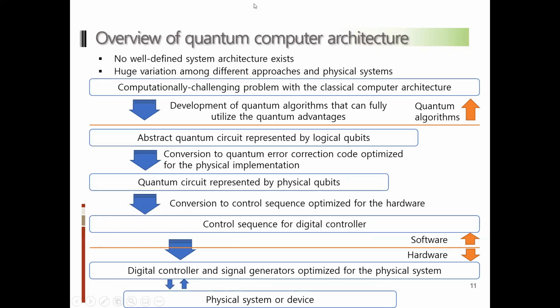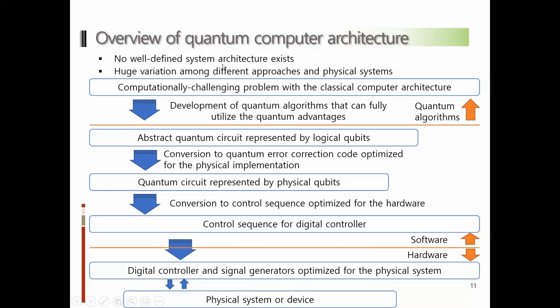And finally, this is the overview of the quantum computer architecture from my perspective. Of course, many of the ideas also derive from other presentations, but the point is there is no well-defined system architecture yet, and it even depends on what kind of physical system you are using.